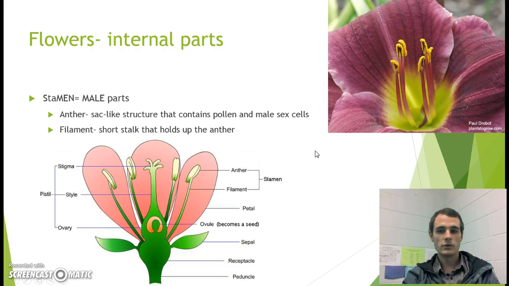Then there's the filament. The filament is the short stalk that holds up the anthers. Also in this upper right hand corner, these stalks right here, these stem-like organs in the flower, those are the filament, and their only purpose is to hold up the anthers.